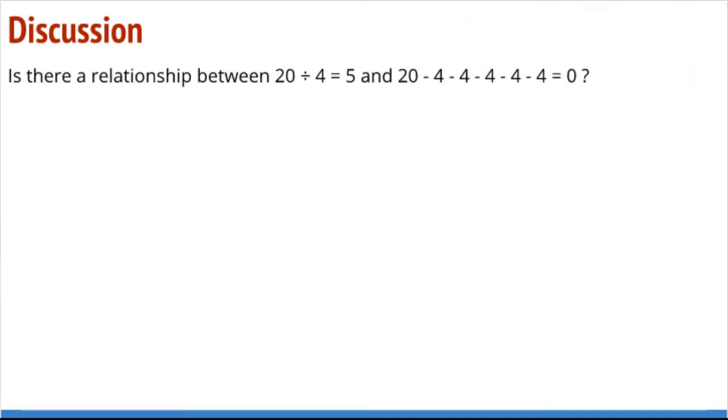So is there a relationship between these two expressions? 20 divided by 4 equals 5, and 20 subtracting 4 a whole bunch of times, specifically 5 of them, takes us to 0.